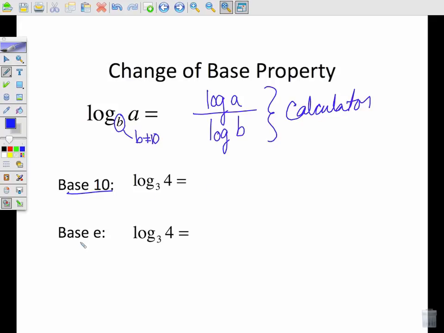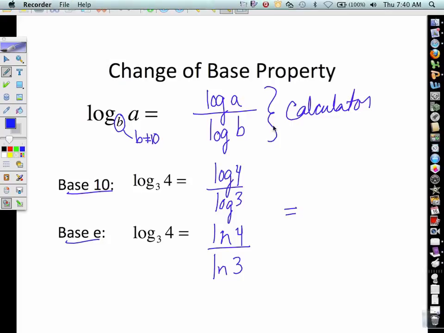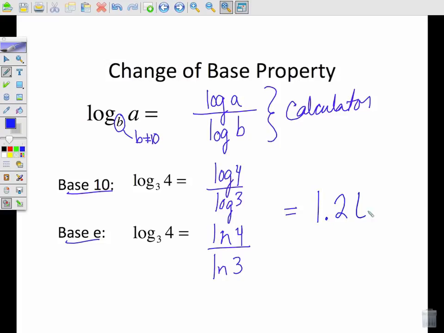It doesn't matter which base log you use, whether it's the log button, so log 4 over log 3, or if you use ln of 4 over ln of 3. Either one of those is going to give you the same result. And by calculating that, we get 1.26. So just think about this as asking you 3 to what power is 4? It's going to be somewhere between 1 and 2, closer to 1.